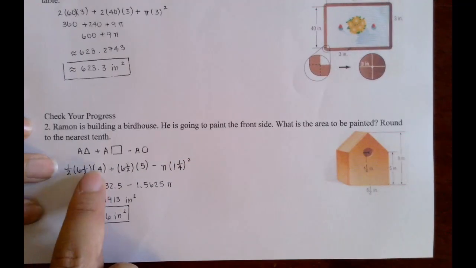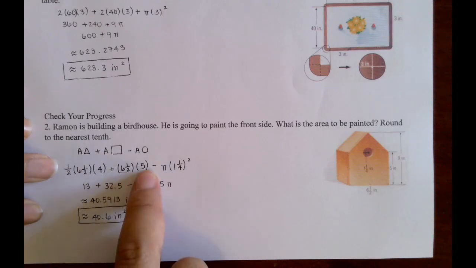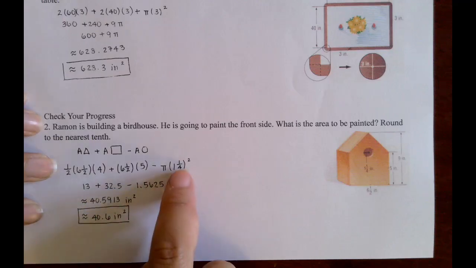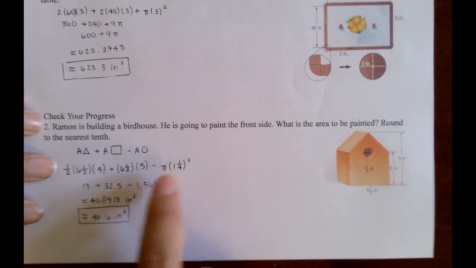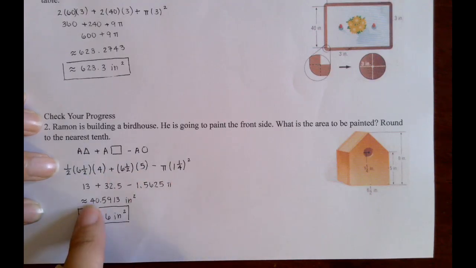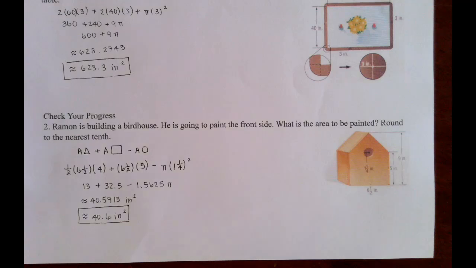Half of 4 is 2, 2 times 6.5 is 13. Okay. 6.5 times 5 is 32.5. Okay. 1 1/4 squared is 1.5625, and then times the pi. And type this all into my calculator. I get 40.5913 something, and then it asks me to round to the nearest tenth, so that's about 40.6 square inches.